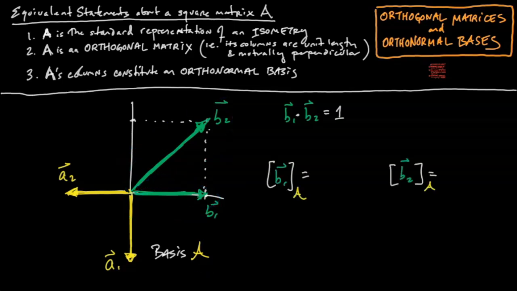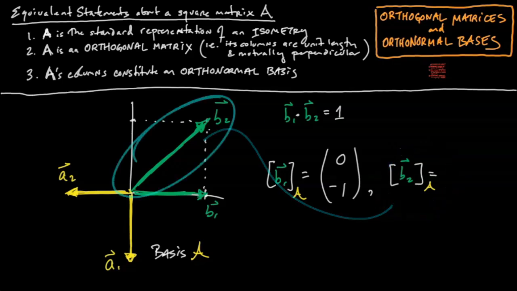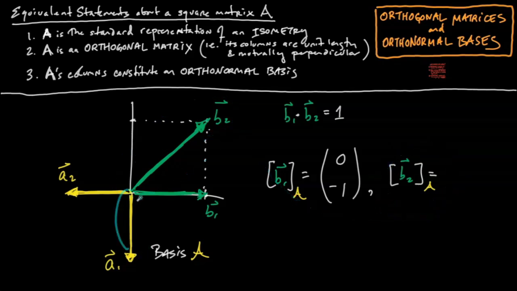Well, let's write B1 and B2 in A coordinates. What are those going to be? Well, B1's A coordinates, to get to B1, the end of B1, we take one negative A2 step. So its coordinates will be 0, -1. As for B2's A coordinates, let's see, to get there, we could take a negative A1 step and a negative A2 step. So the A coordinates for B2 would be -1 and -1.